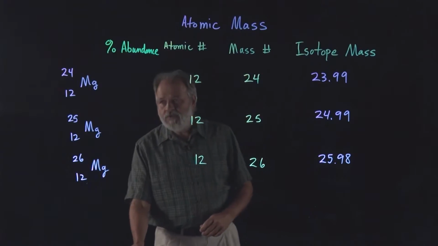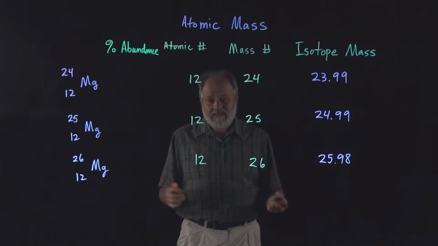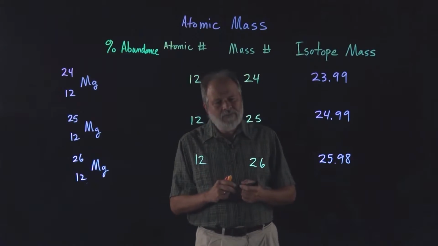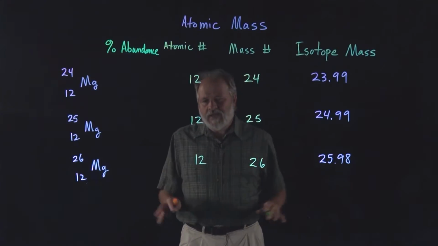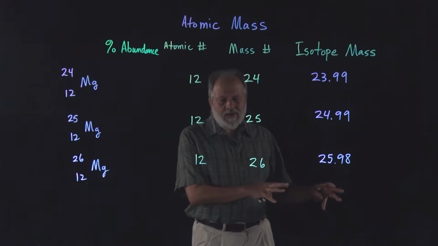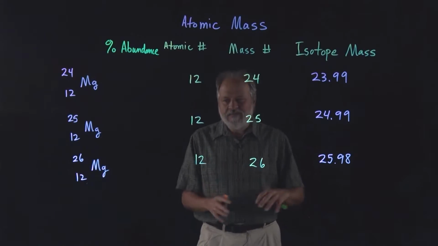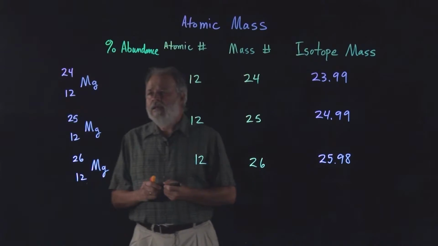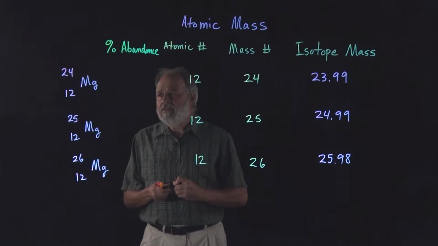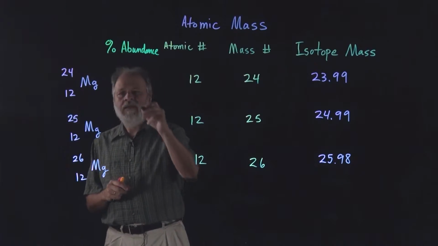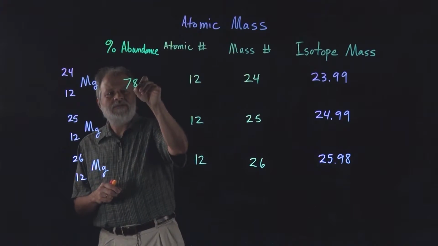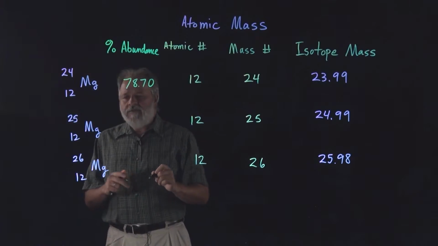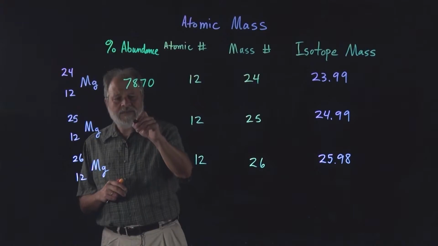So what we can do is list the percent abundance, and again, that's something that has to be experimentally determined. Now, most of the time, these numbers are constant throughout the whole Earth. That is to say, the percent abundance for isotopes for magnesium is the same in the US as it is in France or something like that. And so the most stable isotope is magnesium-24, and that's 78.70% abundant. The other two have about 10%. So this is 10.13.